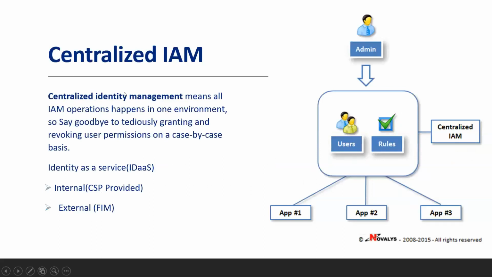There must be a centralized IAM system, which can be internal to the CSP or an external system. There's also FIM, Federated Identity Management, that we'll cover later. Either the cloud service provider provides an Identity and Access Management system, or if an external entity provides it, it can be federated with Federated Identity Management. Centralized identity management means all IAM operations happen via one environment. So goodbye to granting and revoking user permissions case by case. Who gets what access can be automated with the centralized IAM system. You might have seen in your organization Oracle Identity Manager or a different identity tool used to centralize identity management.